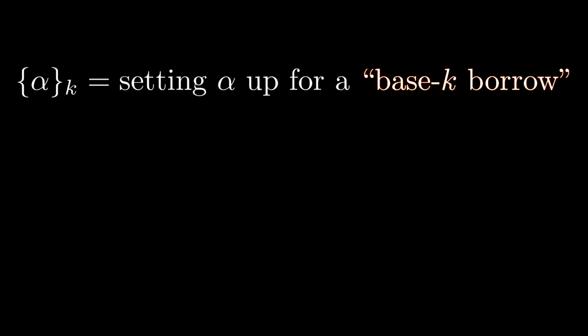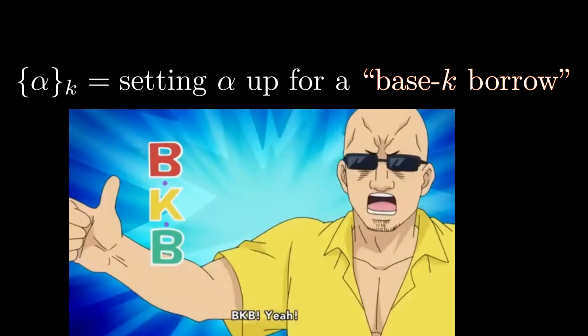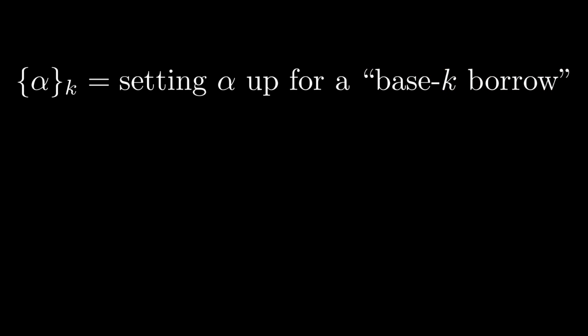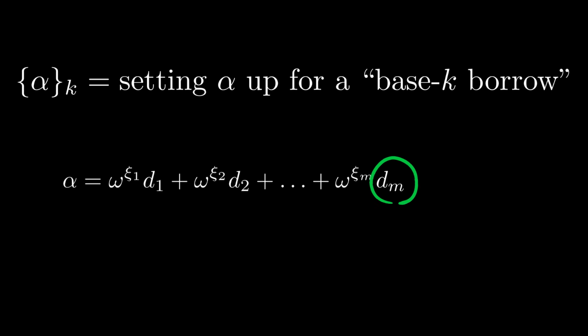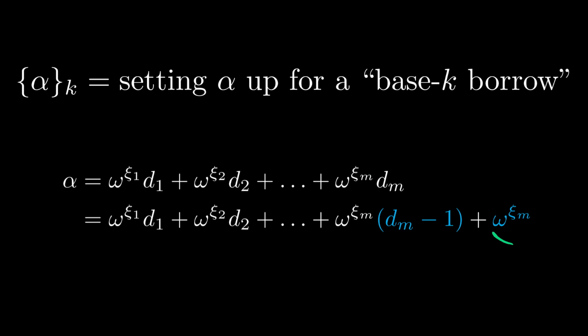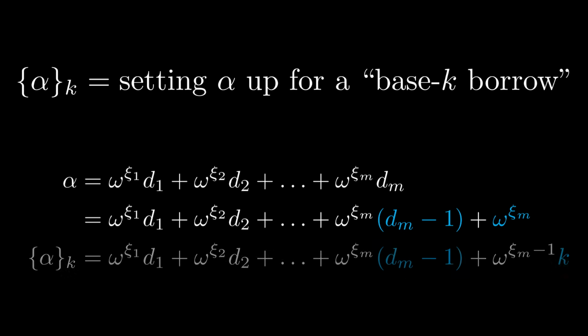Now that we have the big idea, let's explain in general how to set up an ordinal alpha for a base k borrow. First, write alpha out in Cantor normal form. Note that since alpha is a limit ordinal, the least significant digit is 0. Now, to borrow from the next available digit dm, we just subtract 1 from dm and view the resulting omega to the xm as omega to the xm minus 1 times k.